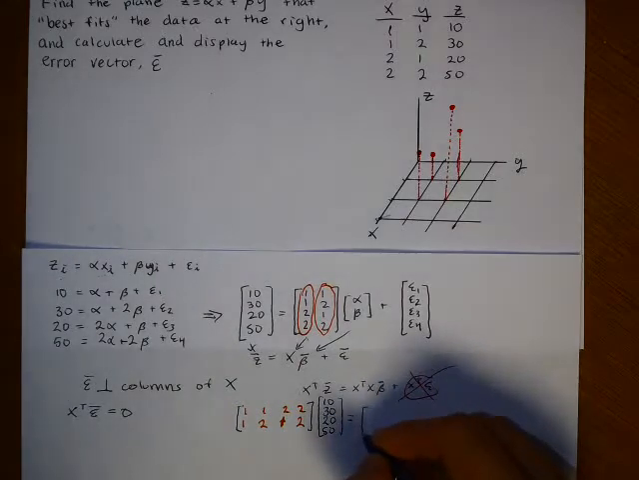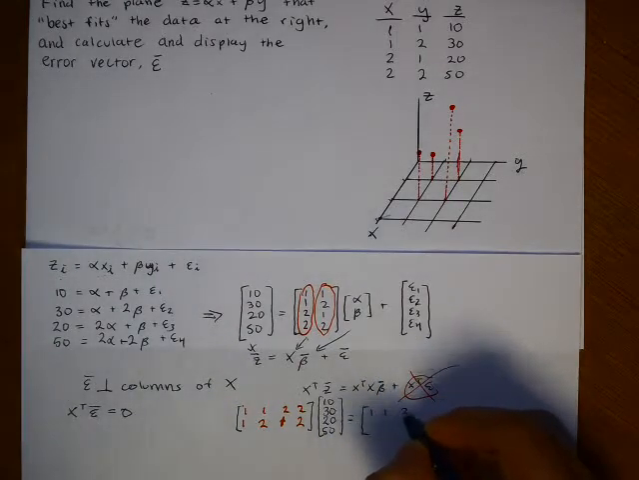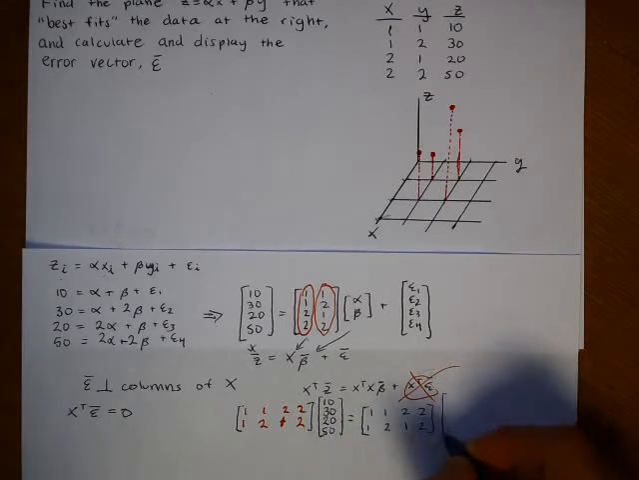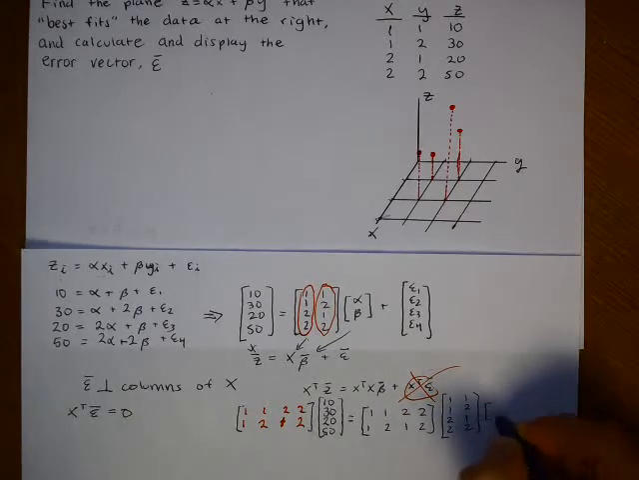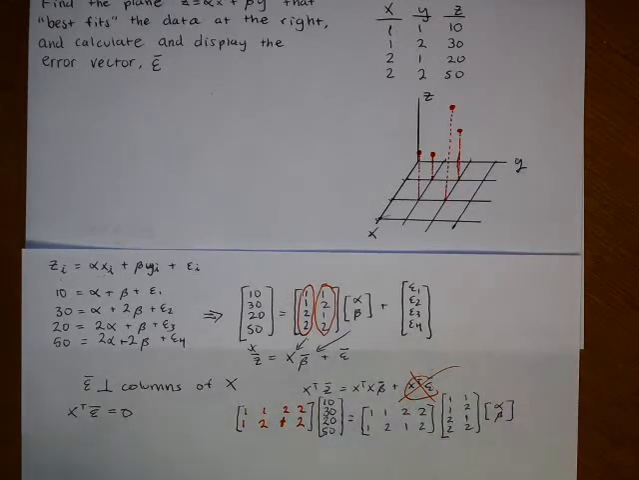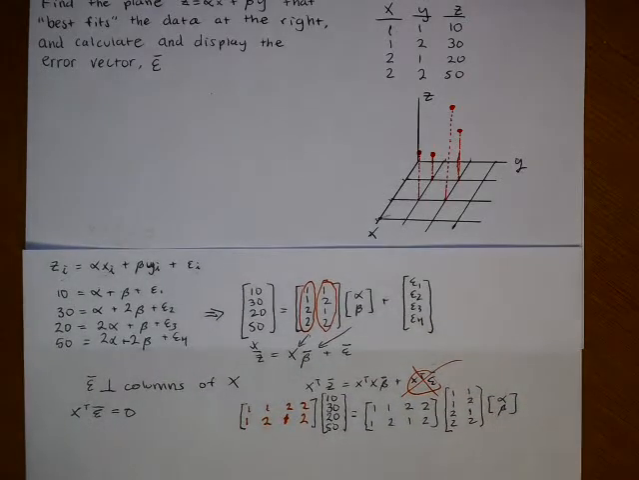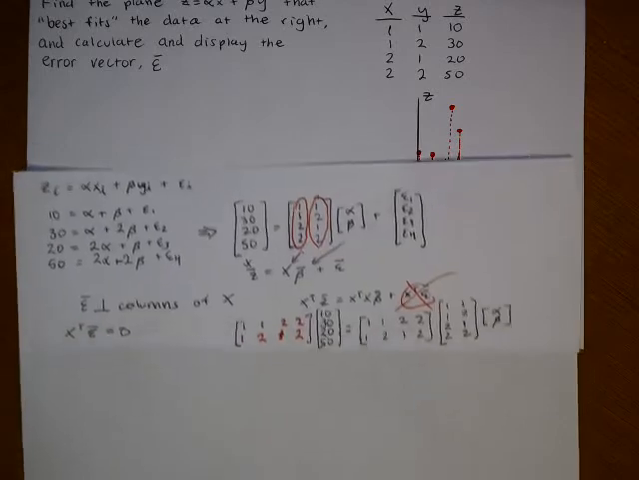And on the other side we have our x transpose matrix again. Then we have our regular old x matrix. Then we have our alpha beta. So from this point we want to find our alpha beta, and what we're going to do is matrix multiplication on each side.